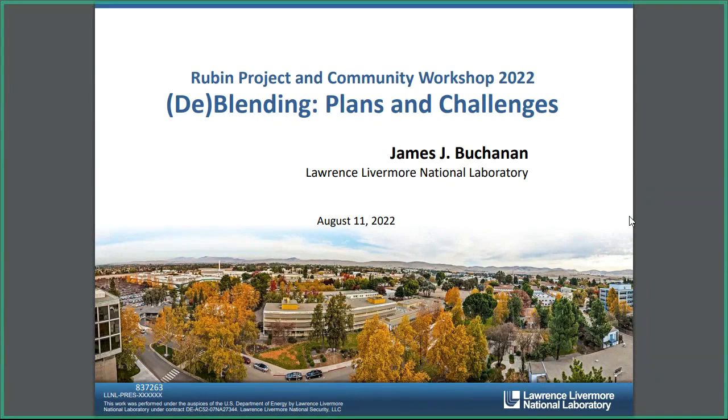My name is James Buchanan. I'm a postdoc at Lawrence Livermore National Laboratory, and I'm also the co-convener, along with Cyril Dew, of the Blending Working Group in the Dark Energy Science Collaboration. It's a really fun job because I get to look at all the crazy stuff people are doing to tackle blending. It also makes it a really challenging job because I have to keep track of all the crazy stuff people are doing to tackle blending.